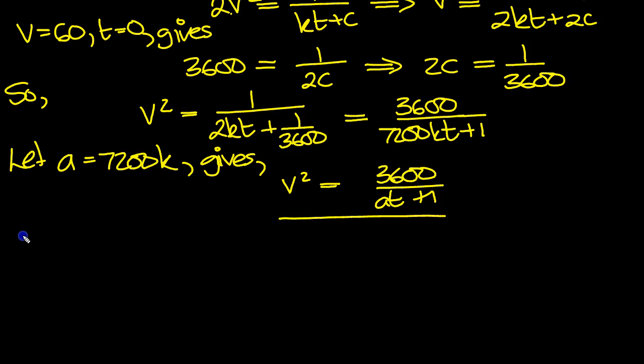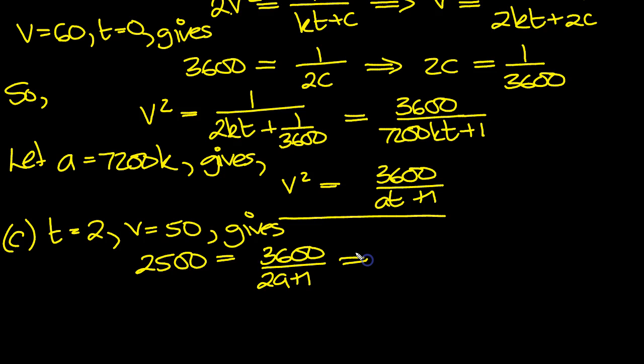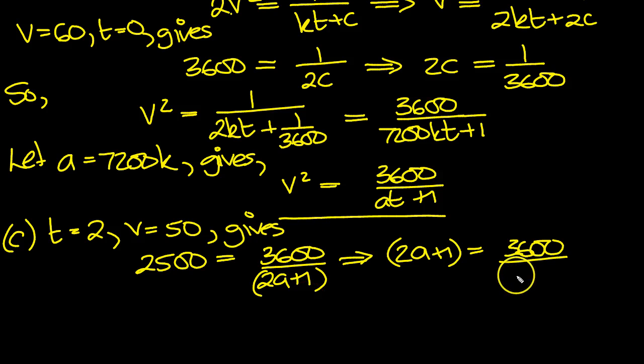t equals 2, this is part C now. t equals 2, V equals 50 gives, V is 50, 2500 is 50 squared, is equal to 3600 over 2A plus 1, because t is 2. Move the 2A plus 1 up on this side to times. Leave the 3600 as is, and move the 2500 down from times down to divide.